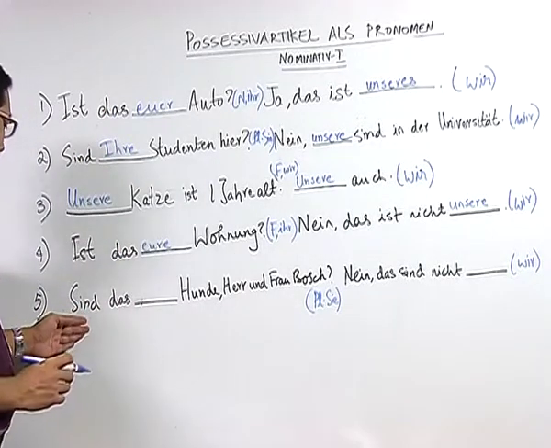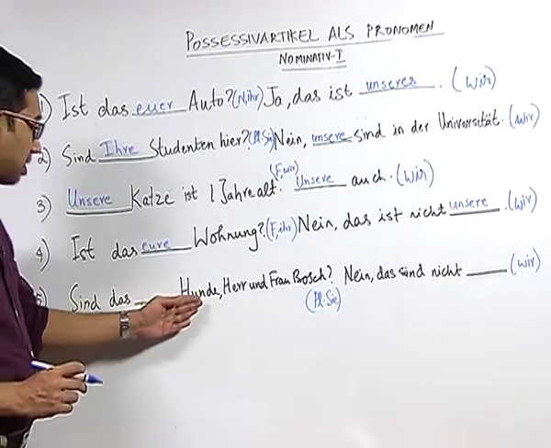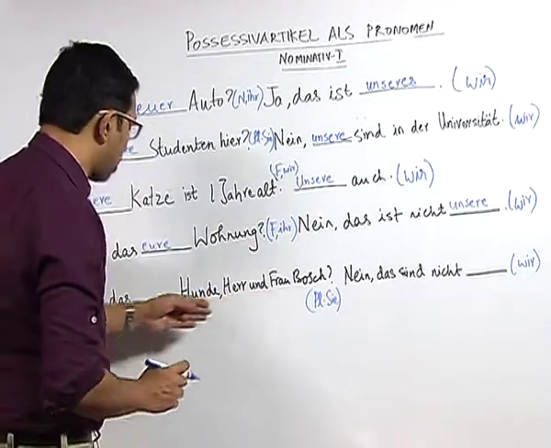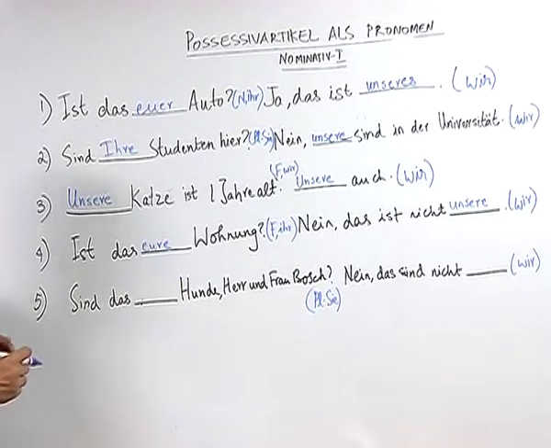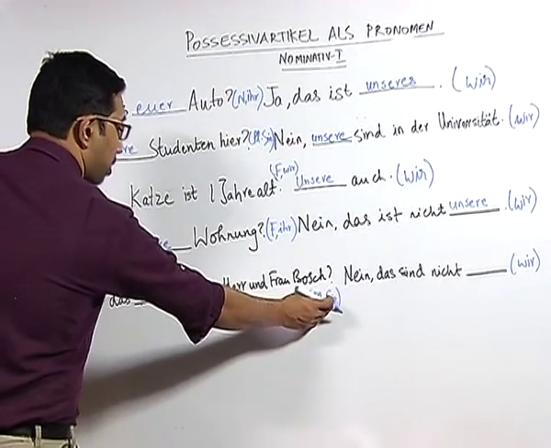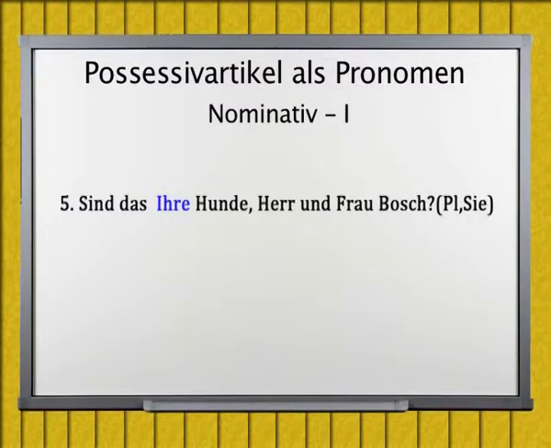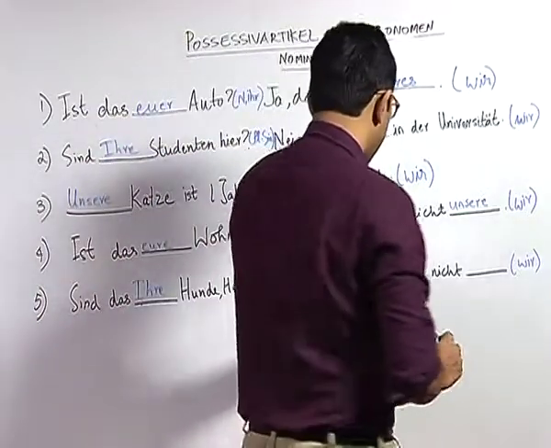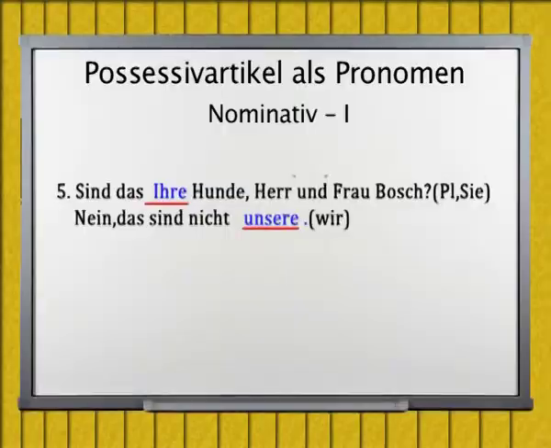Now, for the last sentence, sind das Hunde? Herr und Frau Bosch. Hunde, as you know, is the plural term for dogs, and here we have the plural for the pronoun sie, which is ihre, and the answer is nein, das sind nicht unsere.